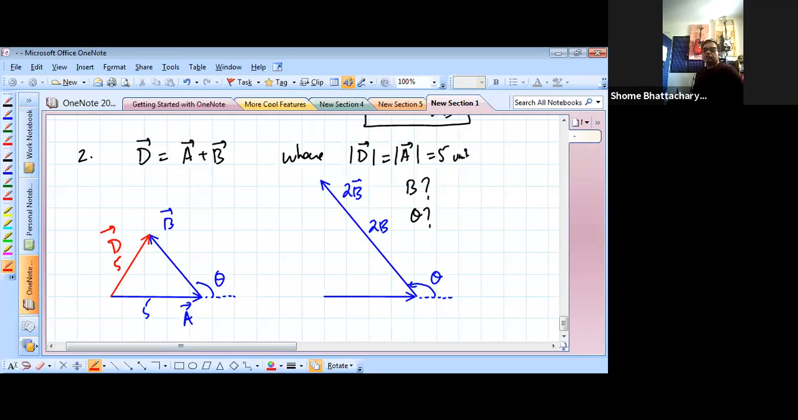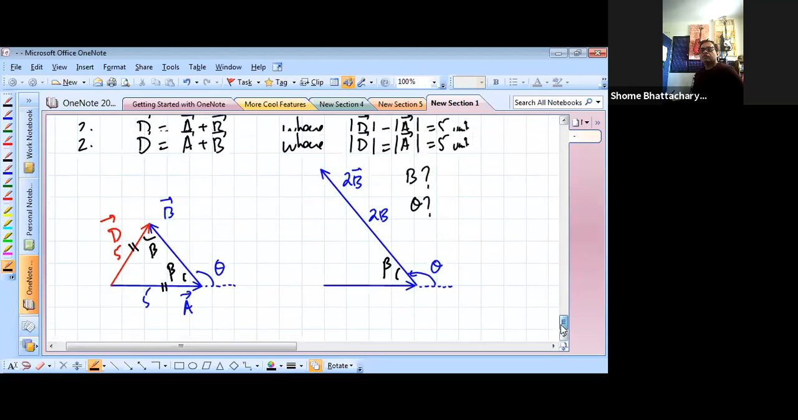Okay. So now if you look at this triangle, we can see that we can make use of the property of an isosceles triangle, that this side is equal to this side. Okay. So that means this angle, whatever it is, is equal to this angle. It's the same as this b bar. Okay. So now we can make use of triangle law.